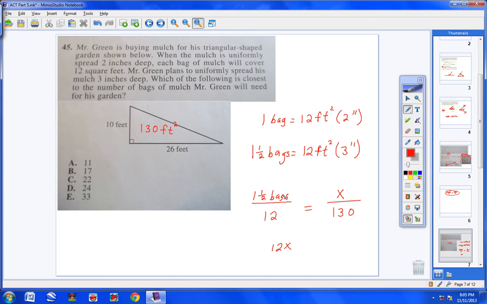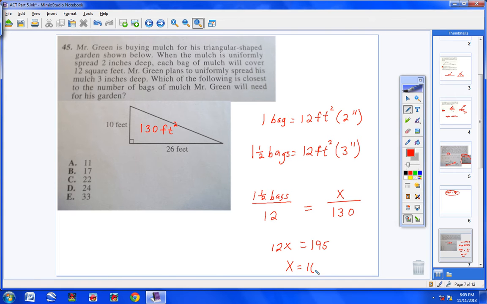And then 1.5 times 130 would give you, I think, I'm doing it in my head, it should give you 195. Let me quickly check that while I'm talking. Yep, 195. So 1.5 times 130 is 195. And then divide that by 12. Divide both sides by 12, and you'll get 16.25.